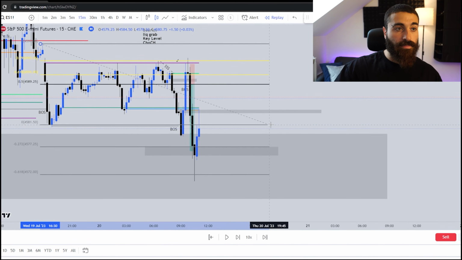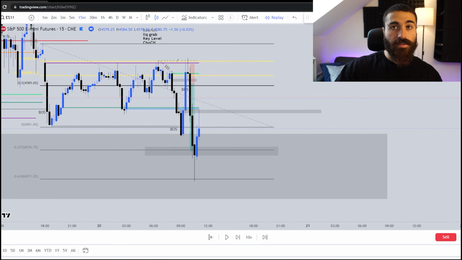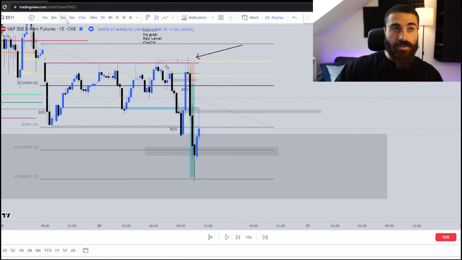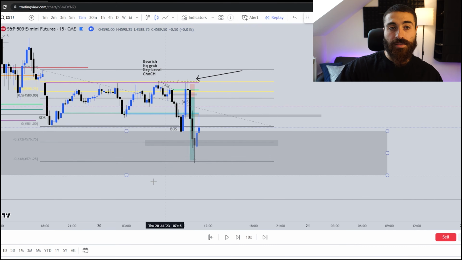If I put my fib from here to here, this is aimed exactly at the 0.79 level, which is the OTE. Okay, and we can see how it respected the fib completely. It came to the 272 right here, and then it came to the 618 right here. So we're gonna see which one makes sense to us, okay?